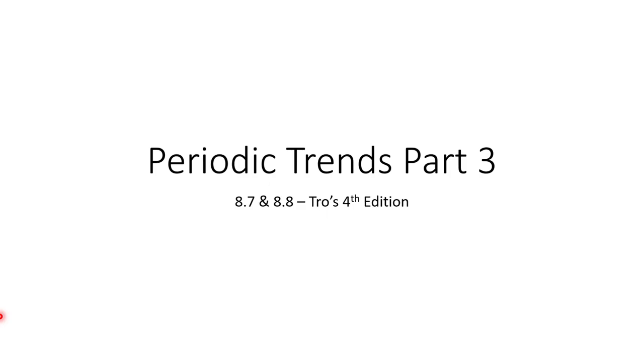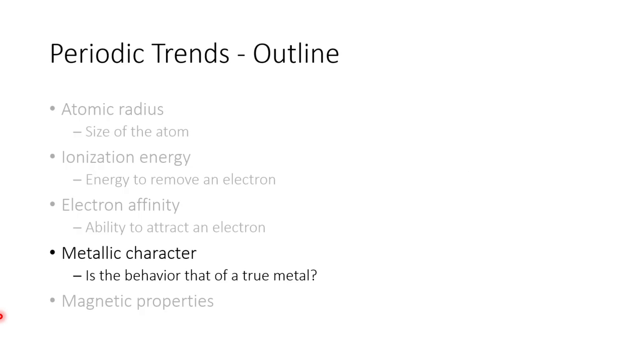This is our third and final video on periodic trends and concludes the material for Chapter 8. So far we've talked about atomic and ionic radius, ionization energy, and electron affinity. We're going to finish up by talking about the metallic character of elements and their magnetic properties.